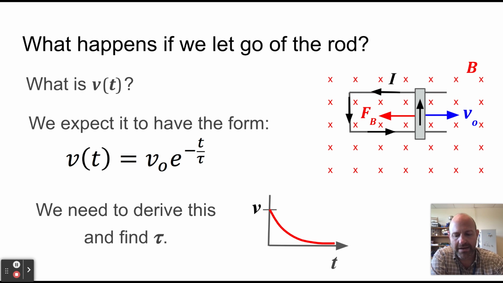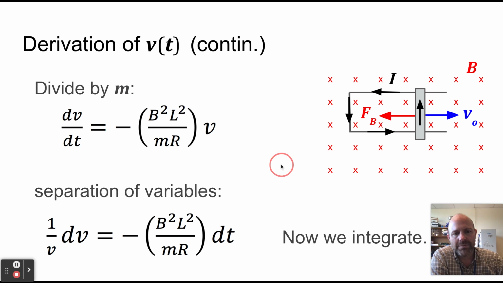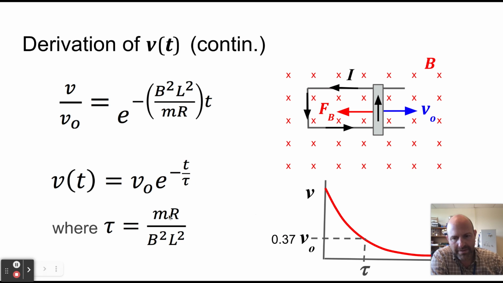It's this e to the negative t over time constant, which should be familiar at this point from capacitor circuits. This is actually how air resistance and drag works as well. So we want to find this time constant so that we can look at it. The derivation you don't need to be able to recreate, but I'll walk you through it. If you think of the net force as the mass times the acceleration, ILB is that net force, I is BLV over R, acceleration is dv/dt. We can set up this equation, separate the variables and integrate, limits, et cetera, get rid of the natural log, and you end up with that equation.